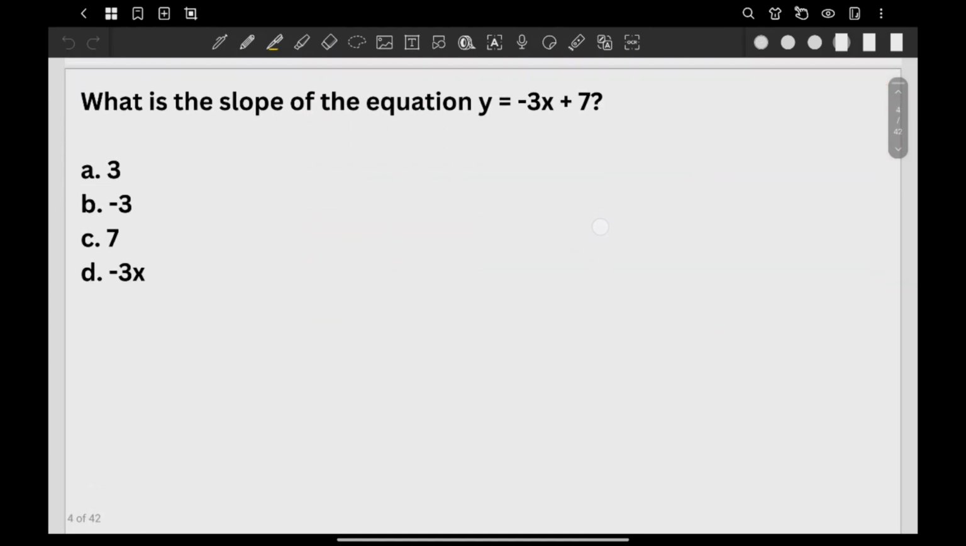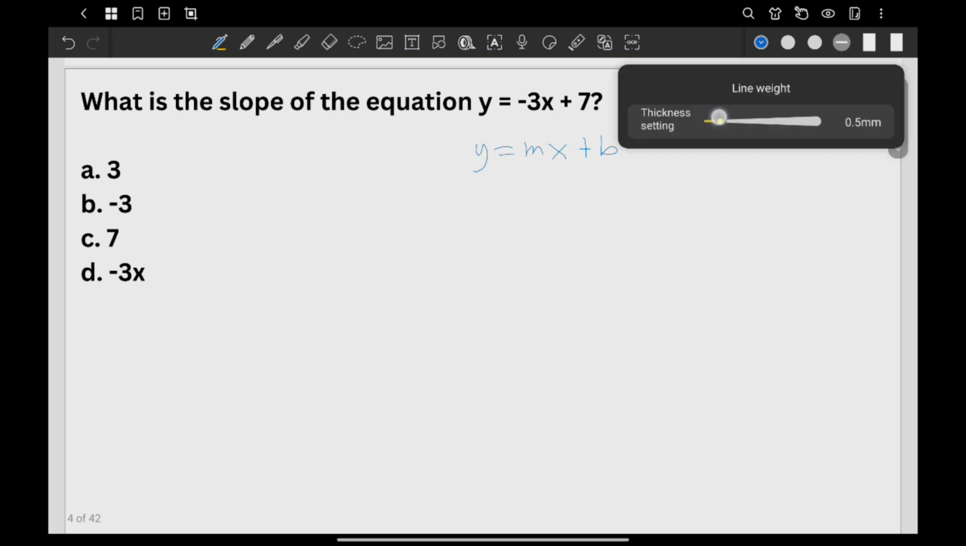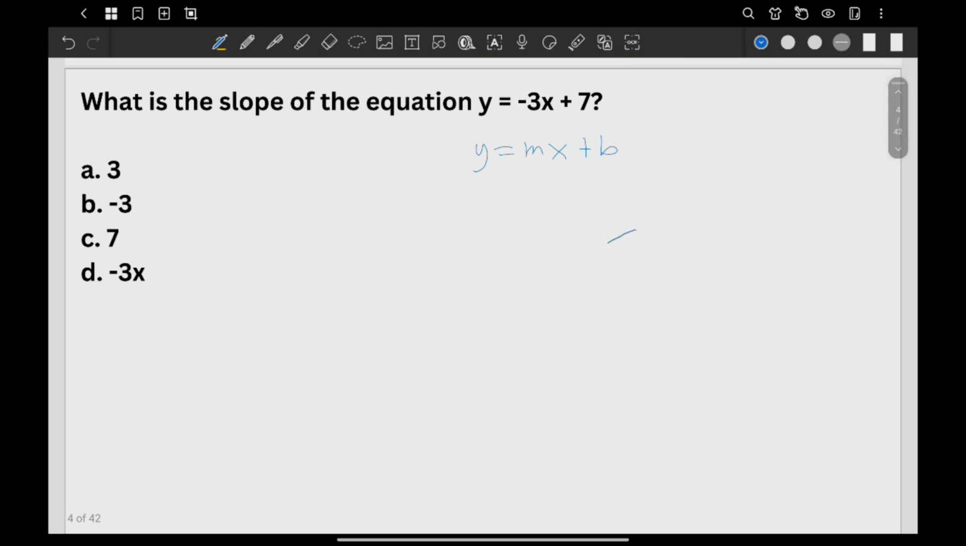Okay, so first question in the reviewer. What is the slope of the equation? To answer this question, take note that we're actually using our slope-intercept form, which is written as y is equal to mx plus b. Following that template, we're asking about the slope.